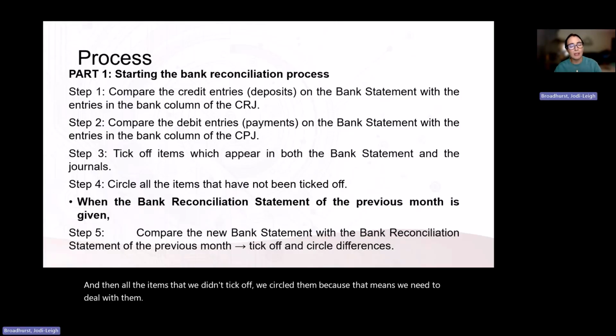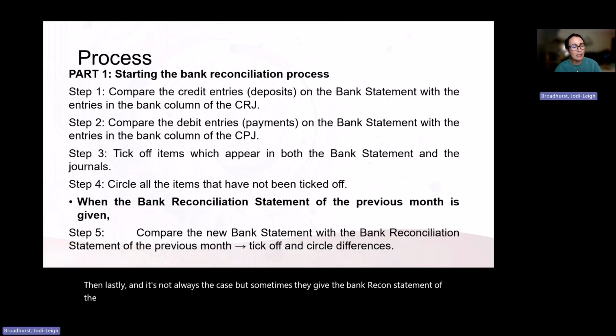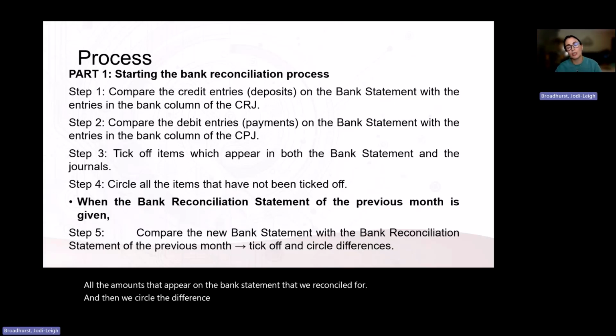Then lastly, and it's not always the case, but sometimes they give the bank recon statement of the previous month. So we need to compare the new bank statement with the old bank reconciliation statement, and we tick off all the amounts that appear on the bank statement that we reconciled for, and then we circle the difference. Because remember, I was talking about bank reconciliation being a monthly process.